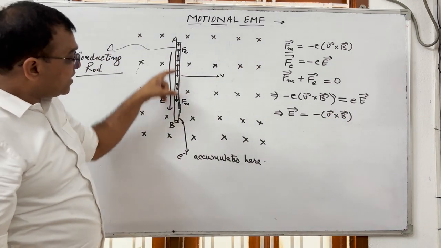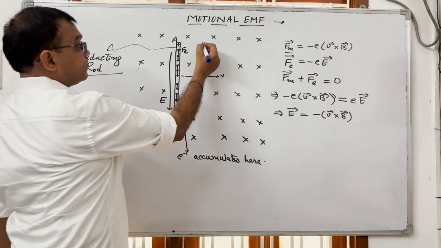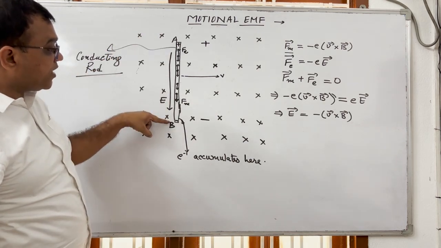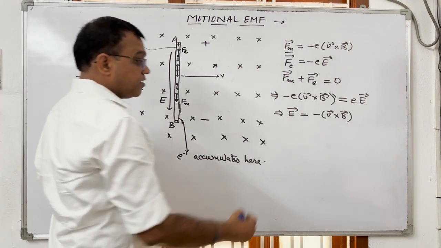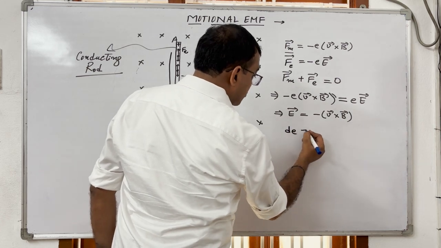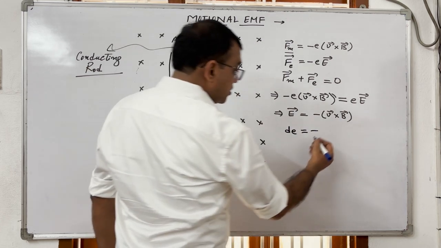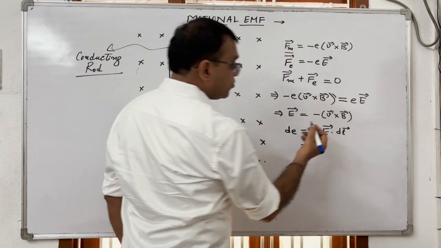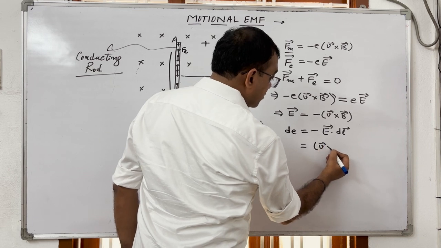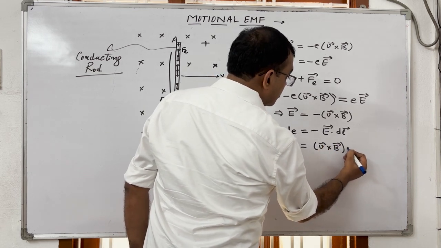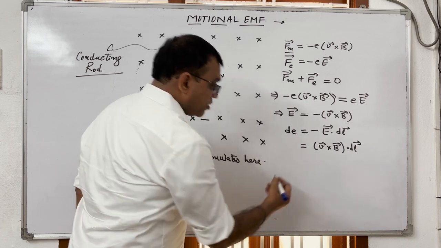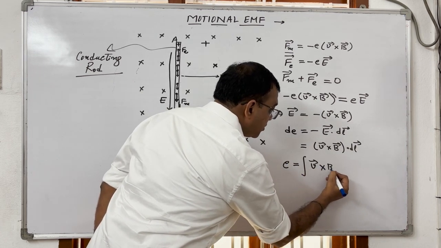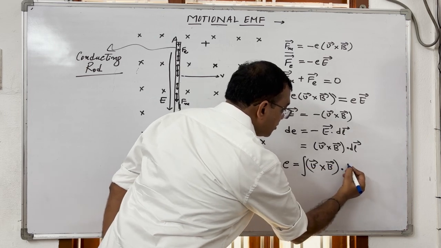Now because of this electric field, a potential difference developed between end A and B. Between these two ends, an EMF will develop. That potential difference is equal to minus integral of E dot dl. This comes out to be minus, E is V cross B, dot dl. So the total induced EMF will become integral of V cross B dot dl.